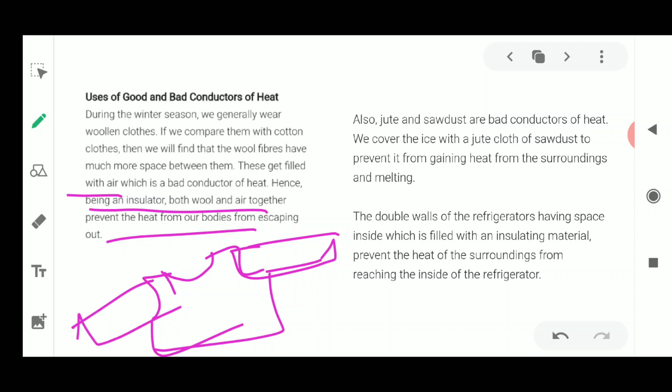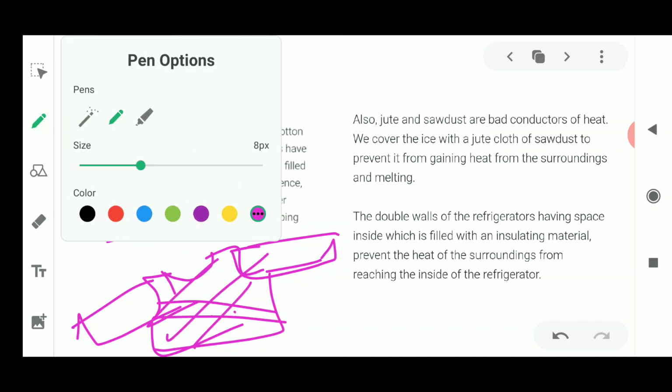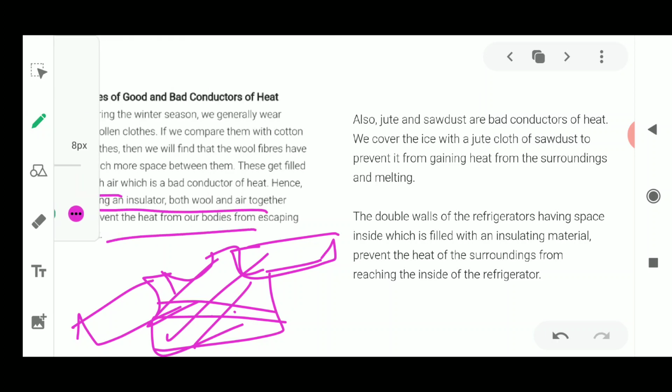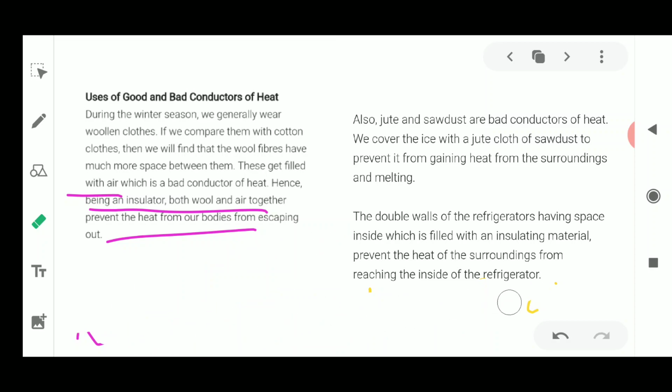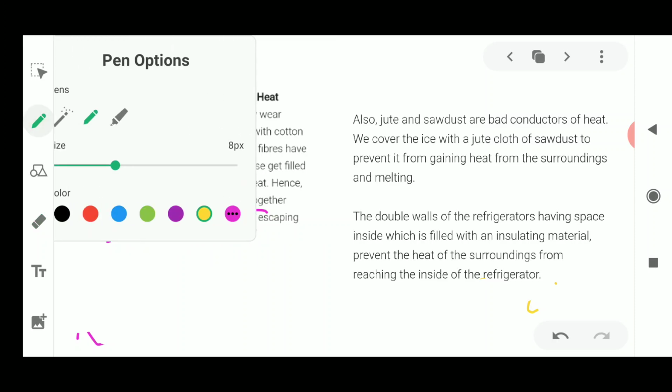So this wool has lots of space in between. Inside these spaces, the air molecules are going to be filled up. Now this air molecule is a bad conductor of heat, meaning it is an insulator. Air is an insulator, so this helps in trapping the body heat from escaping from the sweater. Because of the layers of wool, the sweater acts as an insulator, because of which you feel warm inside the sweater.